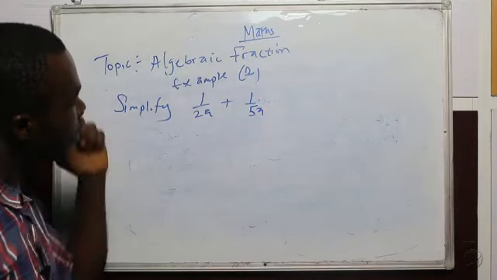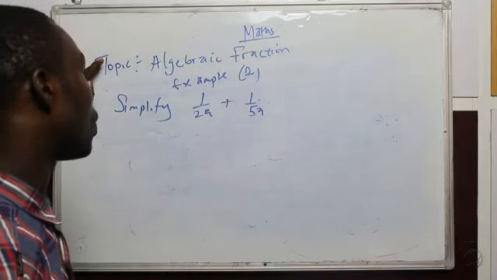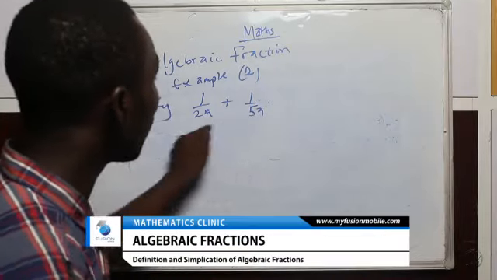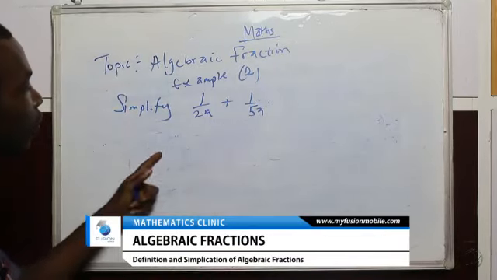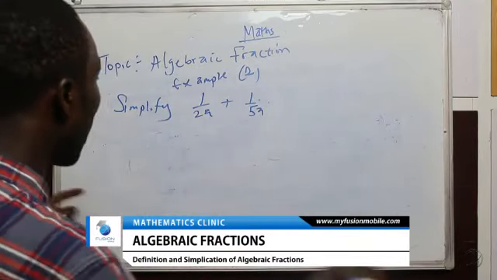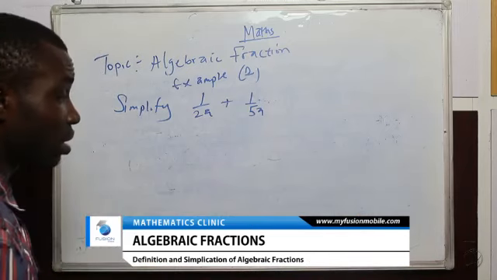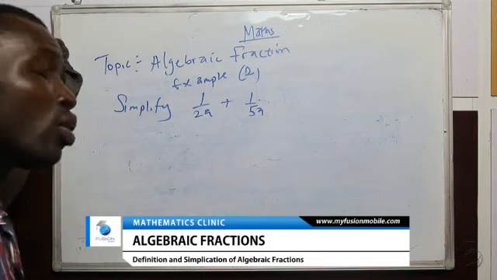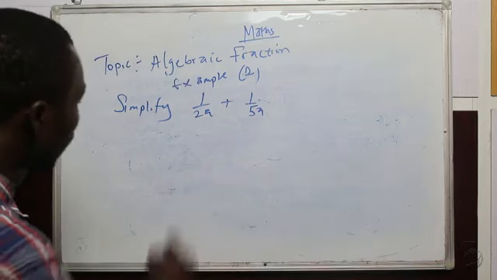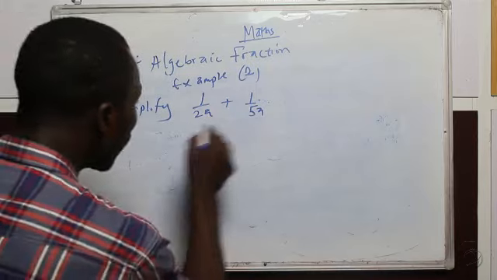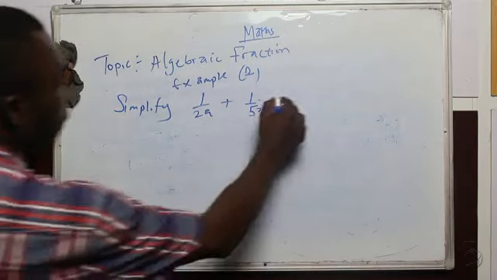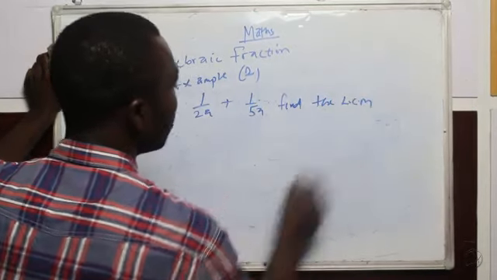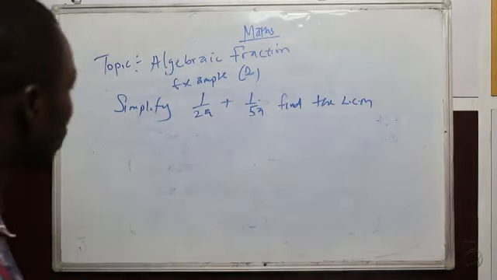Now, I told us right from the beginning of these algebraic fractions that the first thing we need to do is look for the LCM. After looking for the LCM, we create a bracket. After creating the bracket, we do the factorization, and factorization will end it, and that's how we reduce it to the lowest form. Now, the first thing we need to do is find the LCM. Remember, the meaning of LCM is lowest common multiple.